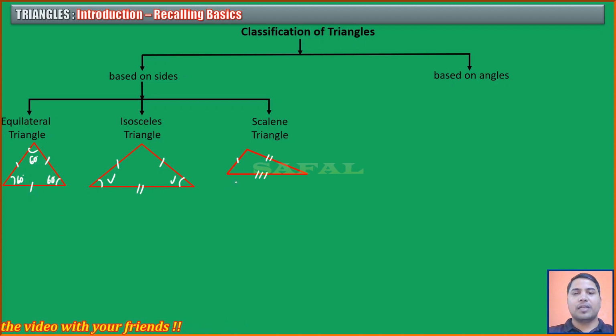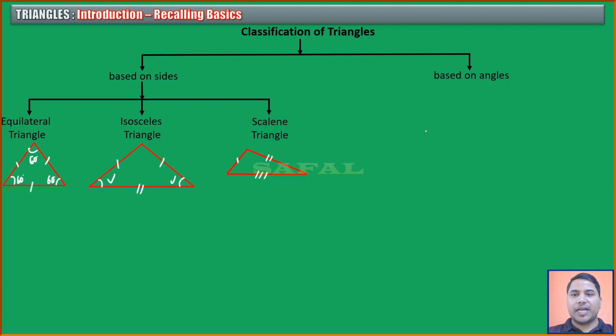Very simple: if all the three sides are equal, equilateral triangle. If two sides are equal, isosceles triangle. And if all the three sides have different lengths, then we call it a scalene triangle. Also we can keep in mind that in an equilateral triangle all the three angles are 60 degree, and in an isosceles triangle, the two base angles are what? Equal. So this is the classification based on sides.